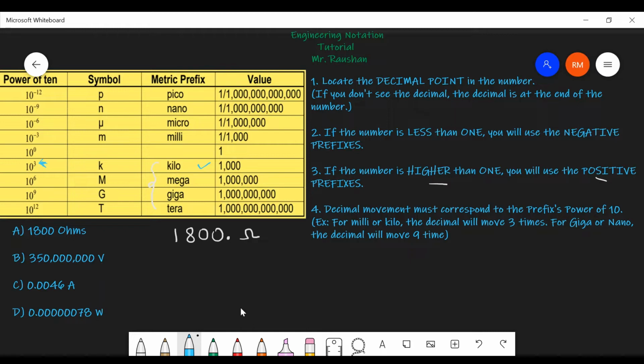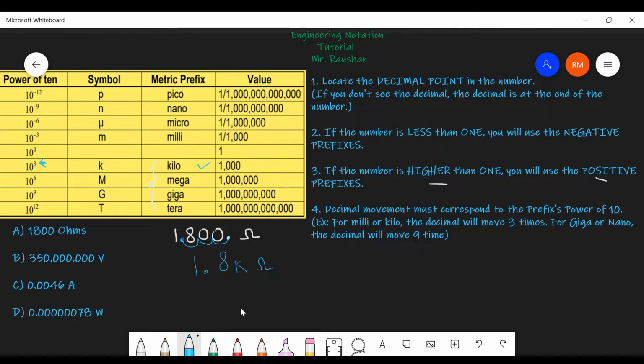So here's my decimal. I start over here and move it 3 times to the left: 1, 2, 3. Boom, we place it here. So now we can use the letter K for kilo. My answer is going to be 1.8 kilo, and the unit comes down: ohms. All right, 1.8 kilo ohms.